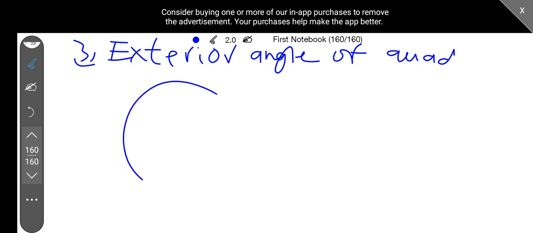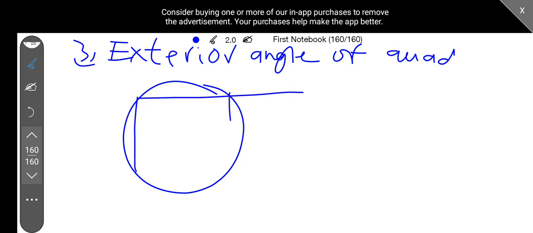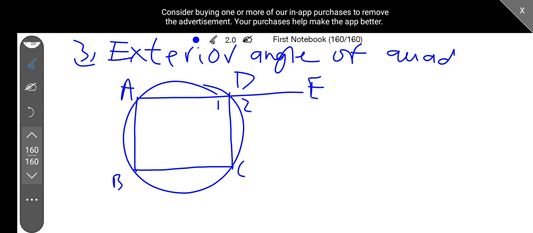So suppose we are given a circle, we're given a quadrilateral, and the line extends. So here we've got A, we've got B, we've got C, we've got D and E. And let's say we've got D1 and D2. So notice that when we're talking about exterior, the line which is from the inside, let's look at AD. AD is a straight line that passes outside, therefore it's an exterior line.